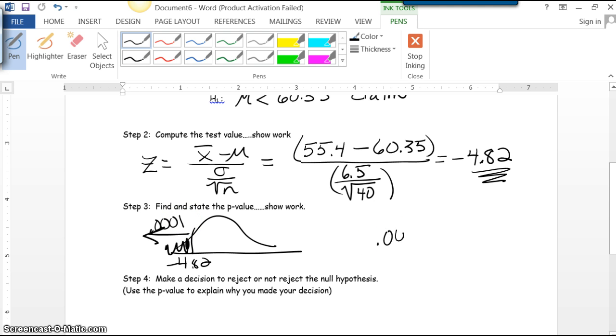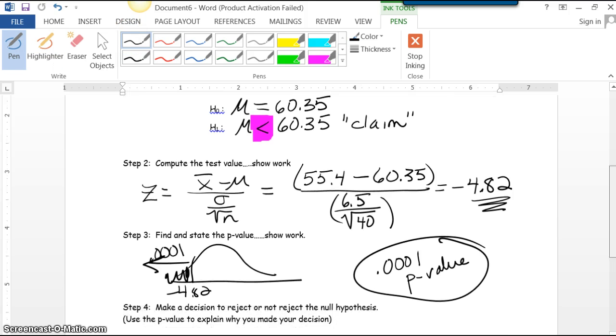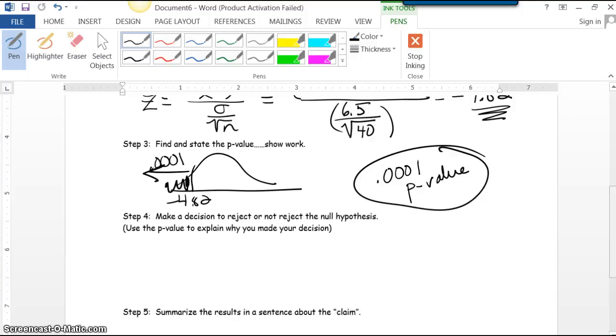Now, that is our p-value. We don't double on this one because this is just a left-tailed test. You just take the area in the left tail. And again, we know this is left-tailed because of the direction that the alternative is pointing. So our p-value is 0.0001. And then on step 4, you make this decision by comparing your p-value to the alpha value.